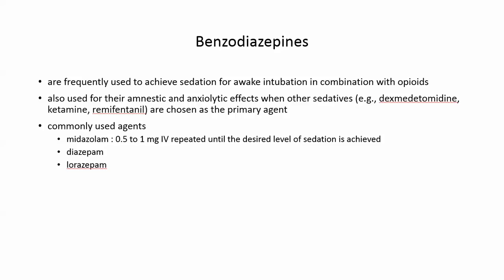Midazolam is usually used between 0.5 to 1 milligrams IV repeated until the desired level of sedation is achieved. Midazolam has a rapid onset of action, usually within 2 to 3 minutes of IV administration. The duration of action lasts about 20 to 30 minutes.